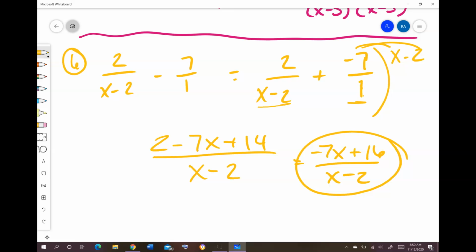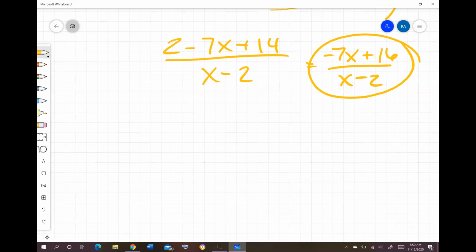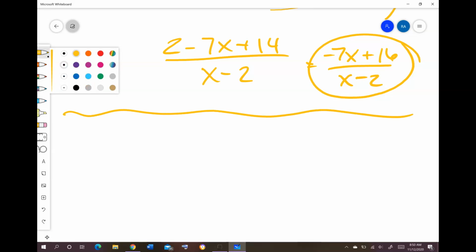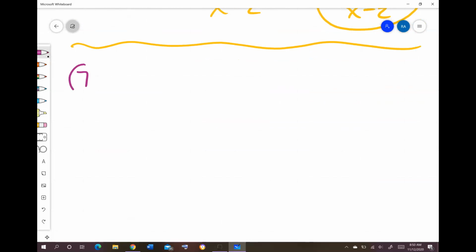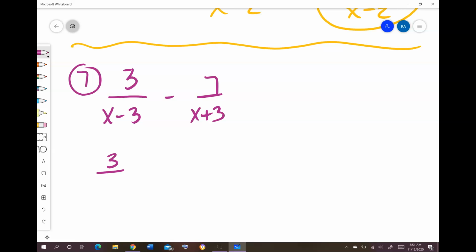All right, let's do one more subtraction problem, and that will be it, my friends. So this is number 7. So it's going to be 3 over x minus 3 minus 7 over x plus 3. All right, the denominators are factored. We need to do the keep change. So I'm going to say 3 over x minus 3 plus negative 7 over x plus 3.